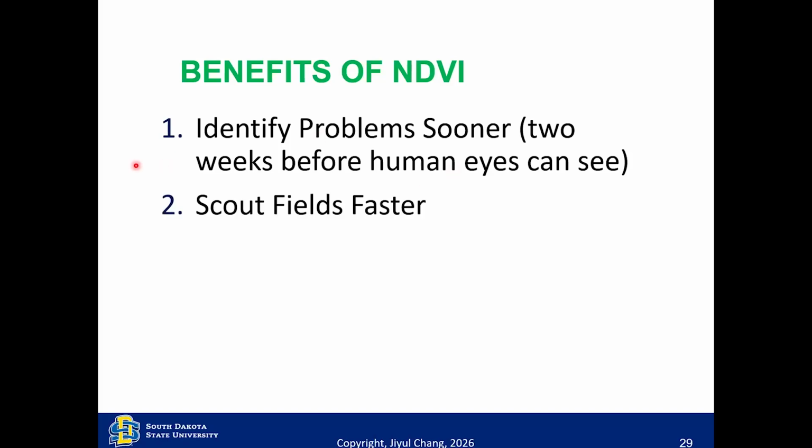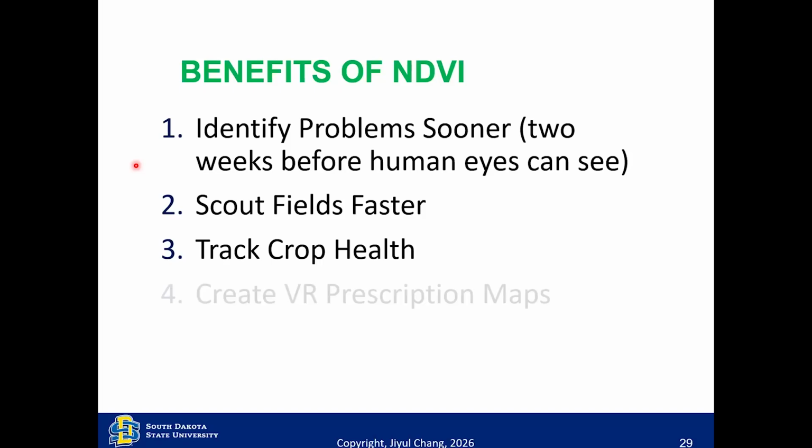Second, you can scout the field faster. If you scan the whole field using drones and satellite images and make the NDVI map, we can see the health of the plants in one big field at once very easily. Third, track crop health. If you take NDVI images periodically during the growing season, you can track plant health very easily. Fourth, create a variable rate prescription map. NDVI is a very good base map, a management zone map, to make the variable rate nitrogen application map during the growing season.